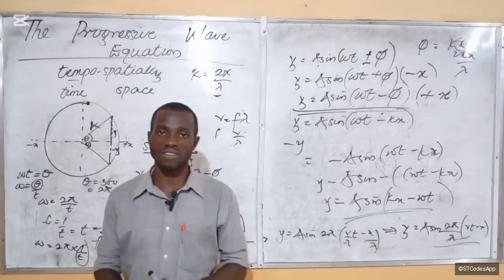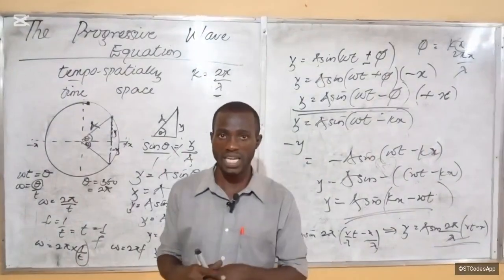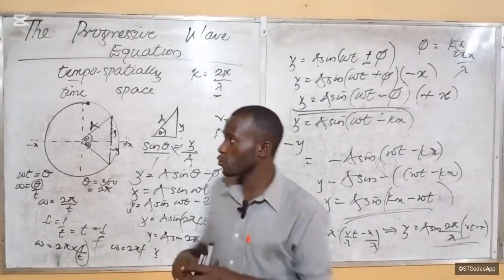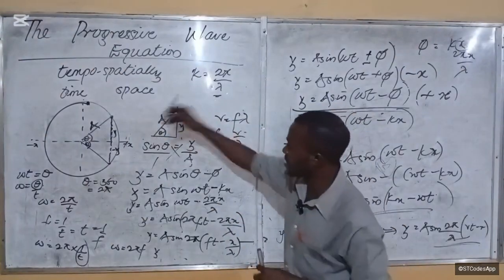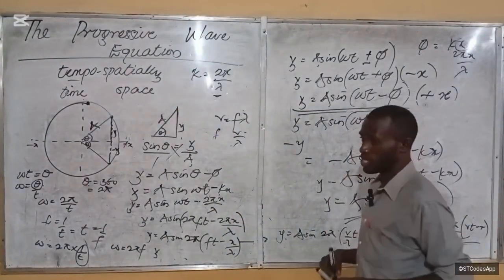I hope this is very, very clear. What you just understood is the fact that we shifted phase. That's why we can have different forms of the equation.